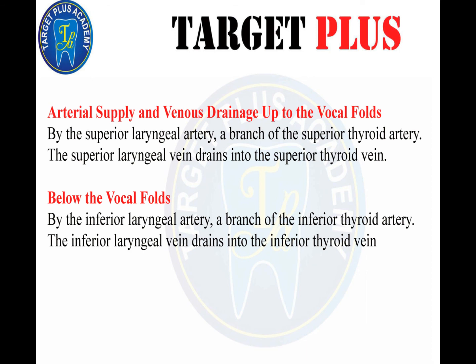Arterial supply and venous drainage up to the vocal folds is by the superior laryngeal artery, that is a branch of the superior thyroid artery, and the superior laryngeal vein drains into the superior thyroid vein. Below the vocal folds it is by the inferior laryngeal artery, that is a branch of the inferior thyroid artery, and the inferior laryngeal vein drains into the inferior thyroid vein.